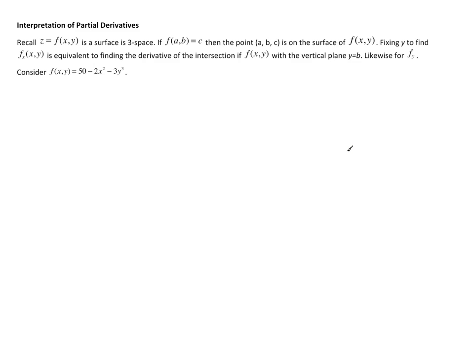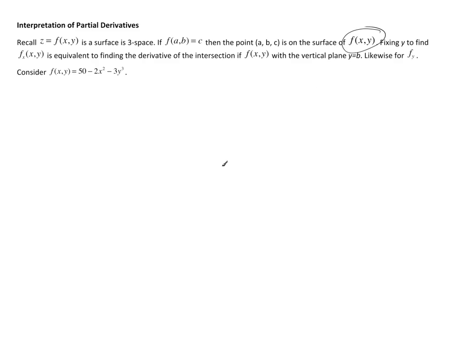Finding partial derivatives is not a really hard thing to do, but once we find it, what do we interpret it as? Well, suppose we have z, which is a function of x and y, which is obviously a surface in 3-space. So if f(a, b) equals some point c, then the point (a, b, c) is on the surface of this function f(x, y).